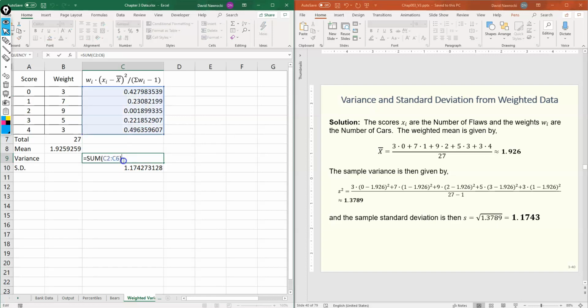So down here, you notice we have the formula where we're summing all of them up. This is our weighted sample variance. And then right here, we just take the square root of this number. So you notice I just took the square root of the sum of what's in column C here. And that gives us our weighted sample standard deviation. And that's it. So that's how you can use Excel to calculate the weighted sample variance and sample standard deviation from a data set.